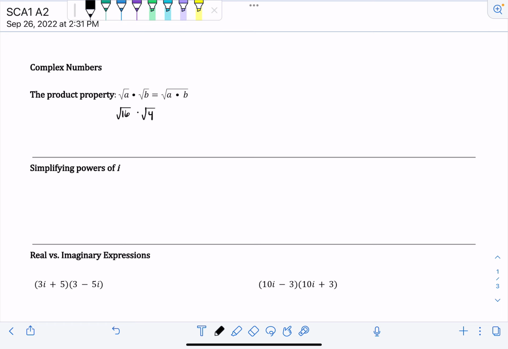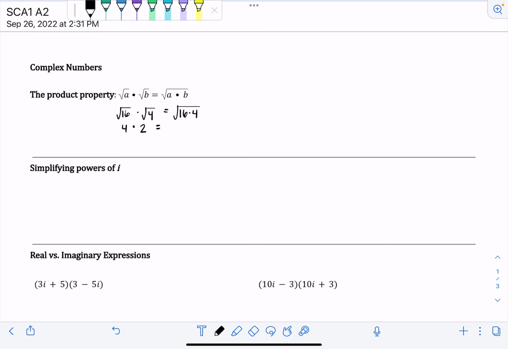The product property says that if I multiply these two square roots separately, I should get the same thing as if I multiply the numbers together inside the radical. So we'll test that out. I'll multiply the two numbers inside the radical, 16 times 4, and then simplify the left side of the equal sign. The square root of 16 is 4, times the square root of 4, which is 2.